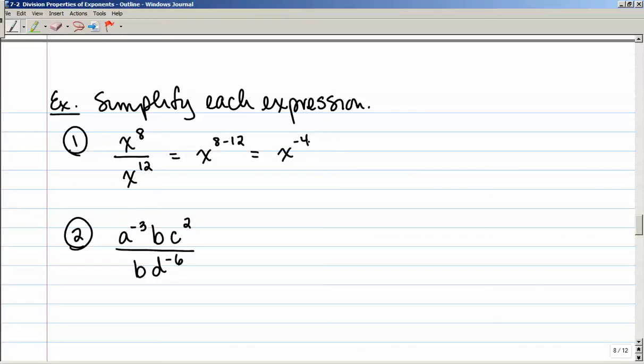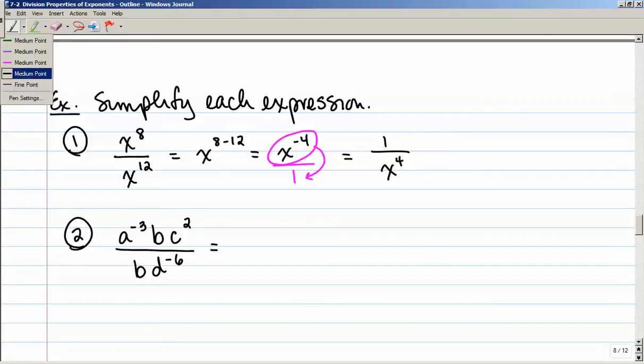I can't leave a negative exponent in the problem, so that's going to be the same. It's as though this were over 1. I can take this whole expression. If I move it below the fraction bar, I can actually make it positive. So that's going to be the same as 1 over x to the positive 4. Let's take a look at this problem here.